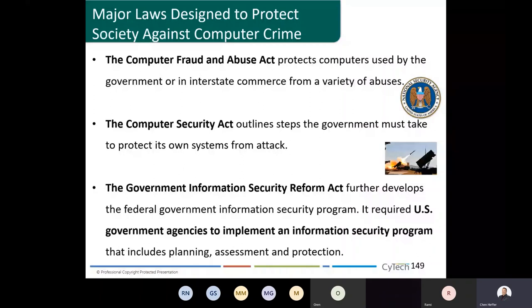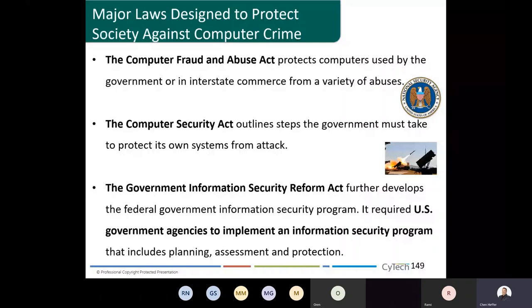So this is under the CSA. And then the Government Information Security Reform Act says that in the US, any government agencies, and there are over 84,000 government agencies in the US alone, they all need to have a security program, including planning, assessment, and protection. Also, under this Reform Act, they are required to have an individual that actually manages security for them. So think about all the job opportunities that you have with the US government, all your CISSPs or future CISSPs out there. And I encourage you to apply and see how far you can get.